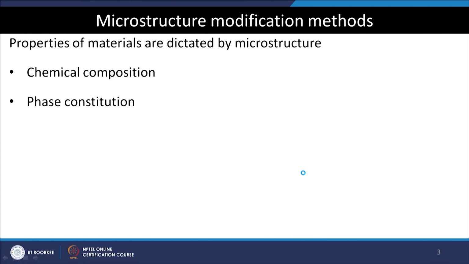And next is the phase constitution. For example, we have a defined chemistry, but by using certain means of controlling the phase transformation, that means we are not changing the composition, we will be able to change the internal constituents. For example, if we consider the steels, we can control the amount of cementite or the retained austenite, and that will also be able to dictate the properties.